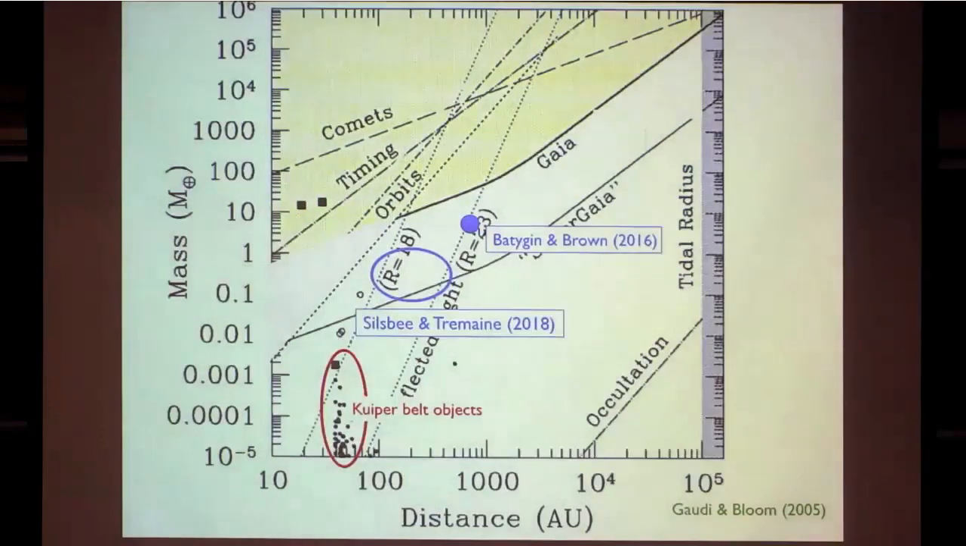And this is just showing the current constraints on a simple plot of mass versus distance. There's the Kuiper belt objects. Those are limits from pulsar timing, from ephemerides, potential limit from Gaia, and a couple of the candidates, which you can see are not yet ruled out, but close enough to be interesting.